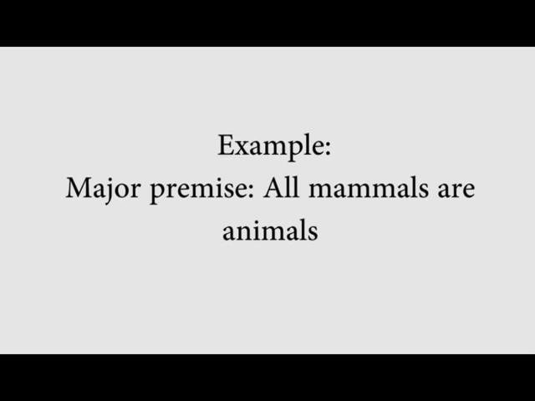For example, all mammals are animals. This statement is not challenged and assumed to be true. All dogs are mammals. This statement is not challenged and assumed to be true. The conclusion is all dogs are animals. The conclusion is based on major and minor premise.